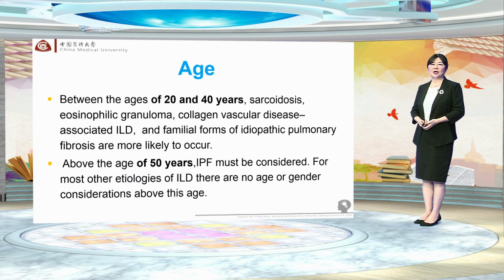For age, between the ages of 20 and 40 years, sarcoidosis, eosinophilic granuloma, collagen vascular disease-associated ILD, and familial forms of idiopathic pulmonary fibrosis are more likely to occur. And above the age of 50 years, IPF must be considered. For most other etiologies of ILD, there are no age or gender considerations.